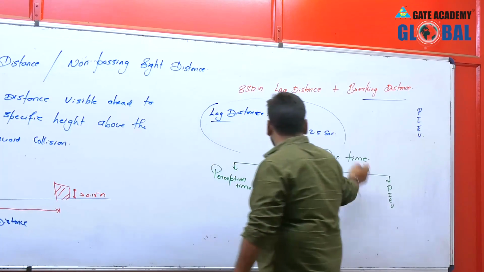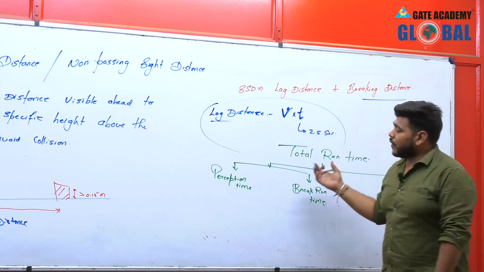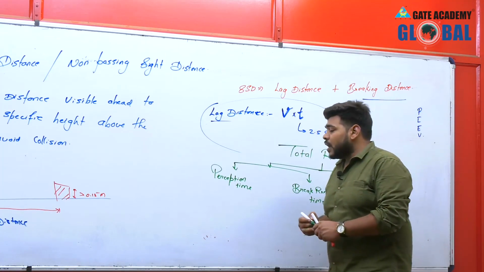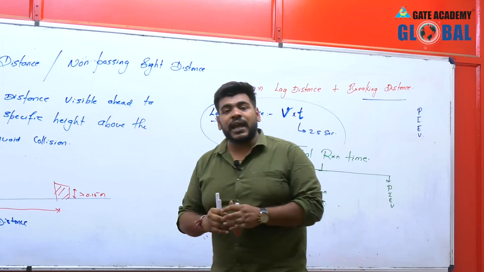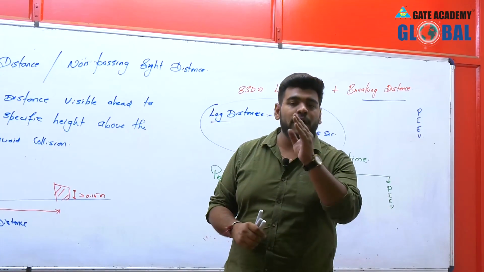It means the total reaction time is the combination of perception time and brake reaction time. Now individually we will discuss what perception time is and what brake reaction time is. So we can say the perception time is the time taken by the driver from an instance he sees an object and thinks of applying the brake.